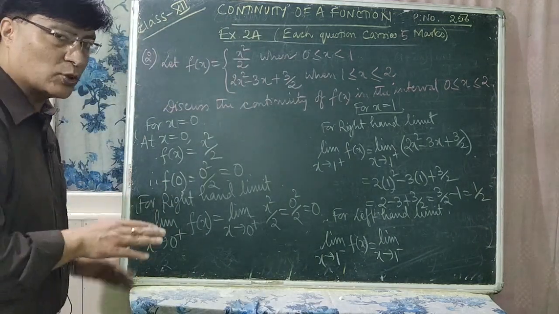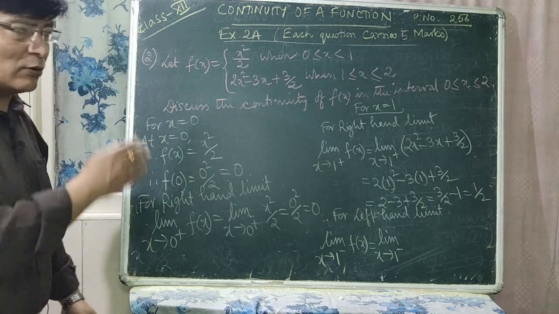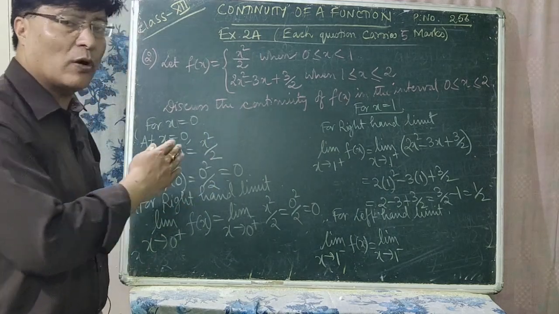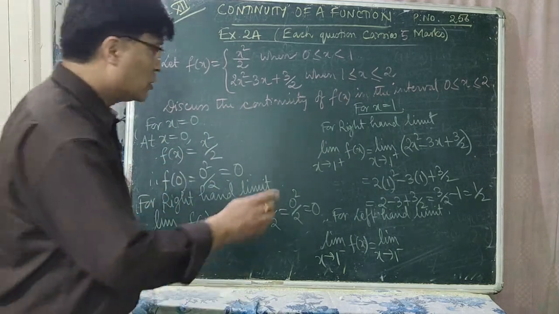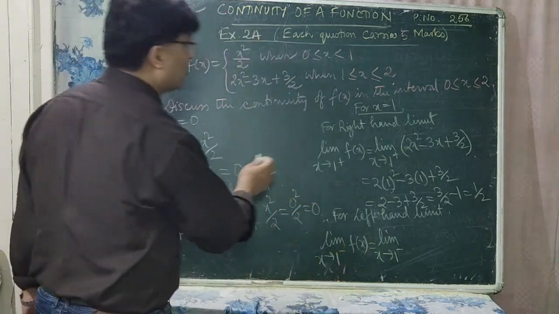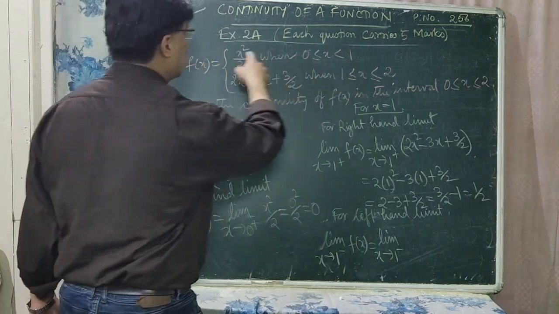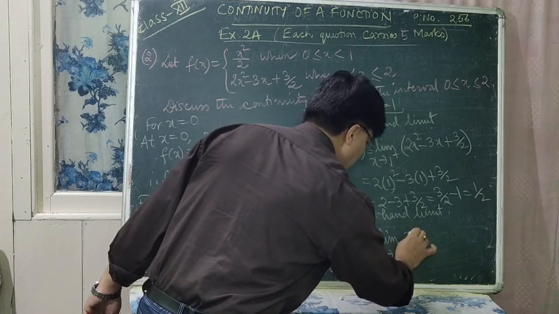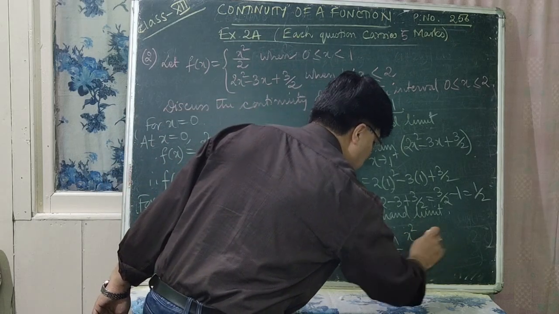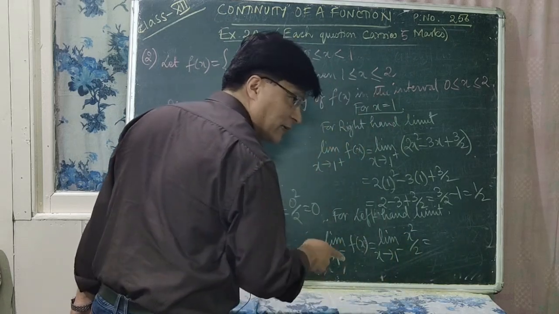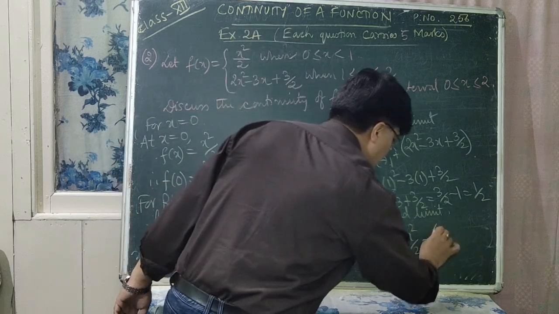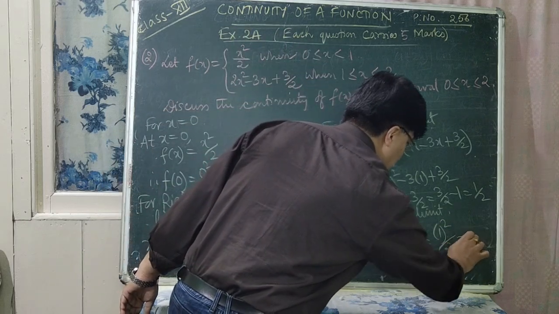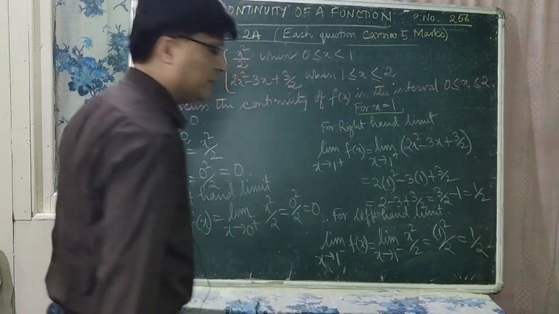X is approaching towards 1 from the left hand side, and on the left of x is equal to 1, all the values of x are less than 1. So what is the value for f of x when x is less than 1? It is x square by 2. You can write here x square by 2, and x tends to 1 minus means actually it is 1. So 1 whole square divided by 2, which is equal to half.